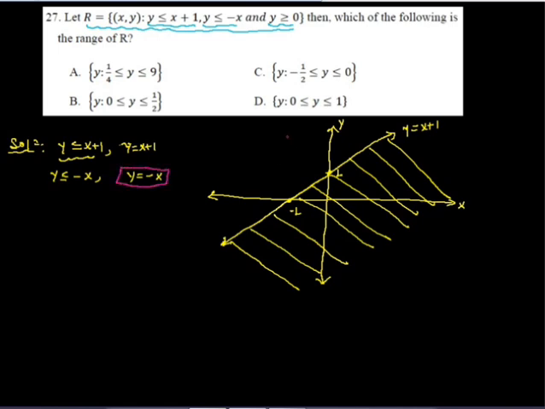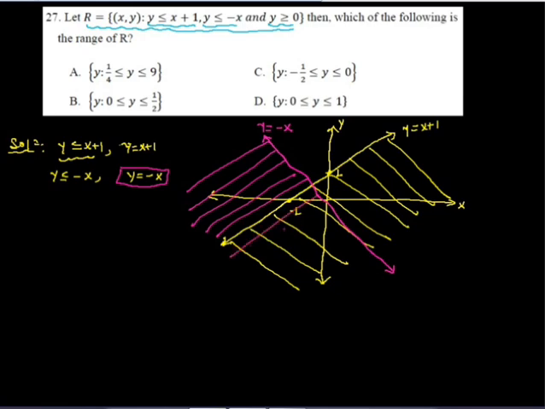y equals to minus x is a line passing through the second and the fourth quadrant, through the origin. Both the x and the y intercept is the origin. So y equals x is this line, y equals to minus x is this line. So less than or equals to, we shade downward. Now you can observe the intersection of the two regions.